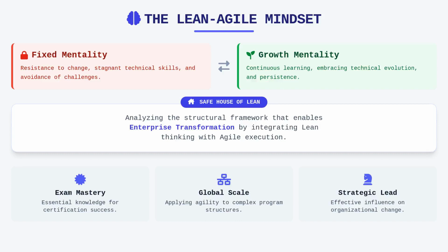By the end of this module, you will possess a clear understanding of the cultural pillars that support enterprise transformation. You will learn how to move beyond basic team-level agility and apply these core values to complex, global program structures. Investing time in these concepts is the most reliable way to ensure success on the exam and in real-world leadership scenarios.